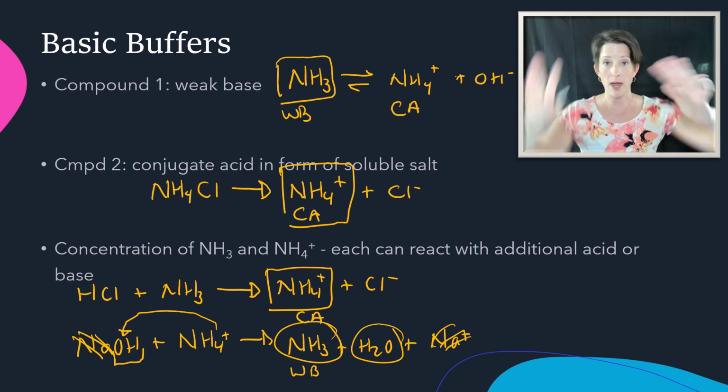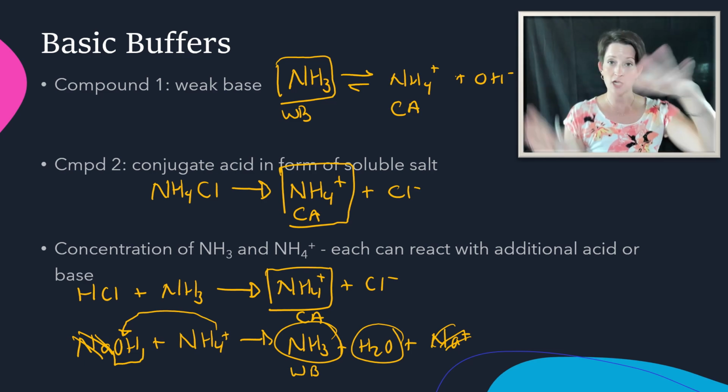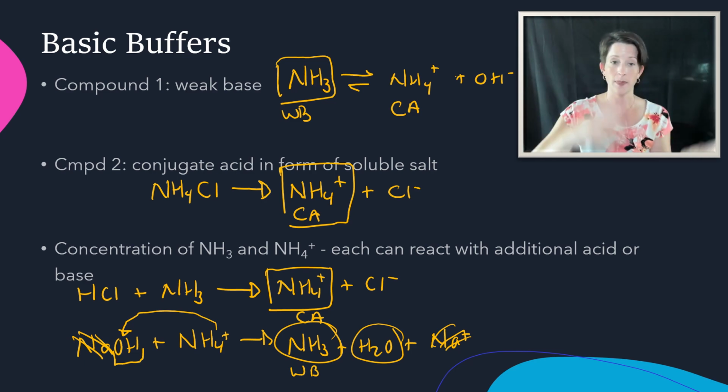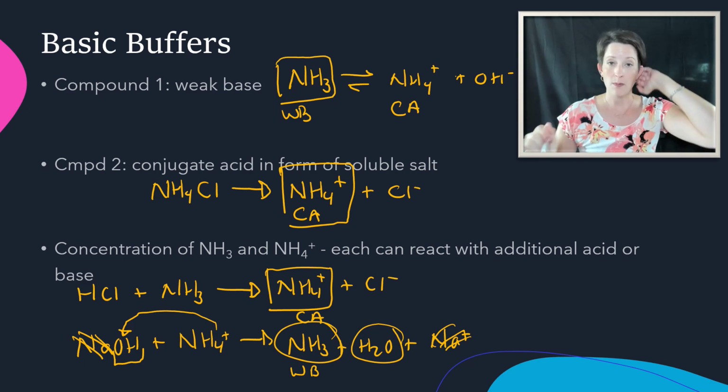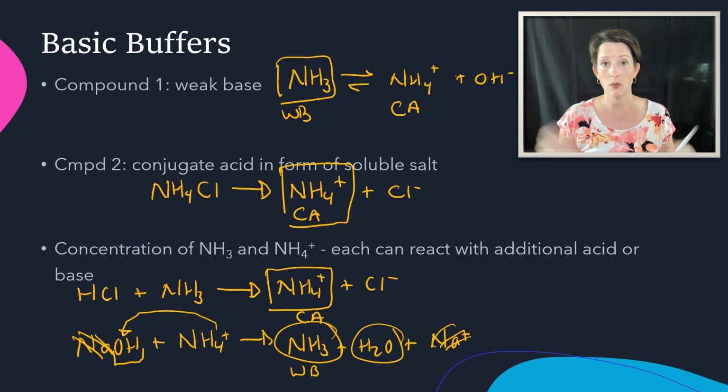So it's always just this going back and forth between an acid and its conjugate base, or a base and its conjugate acid. But the important thing is it has to be a weak base or weak acid because we need to have it at equilibrium.